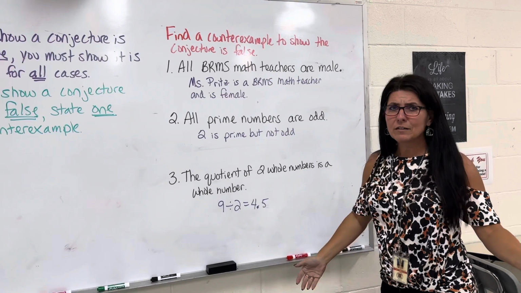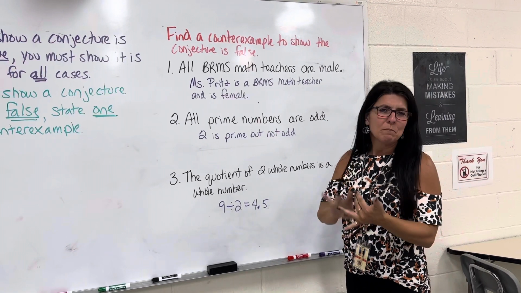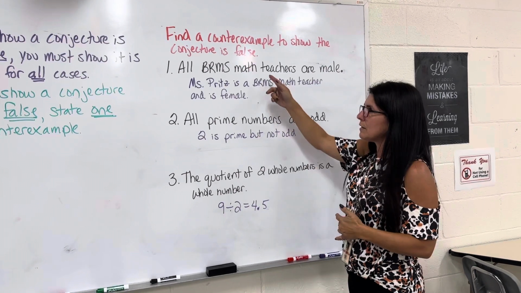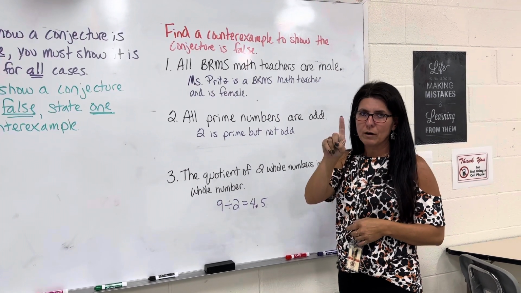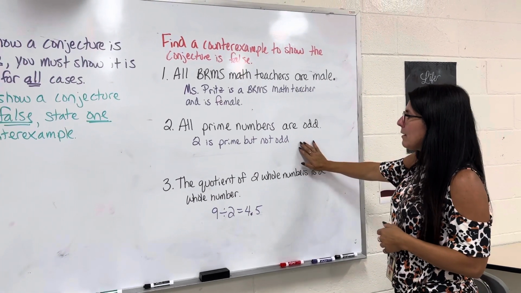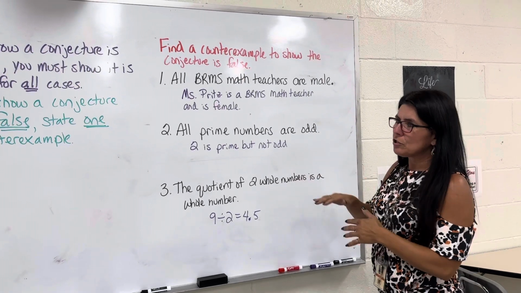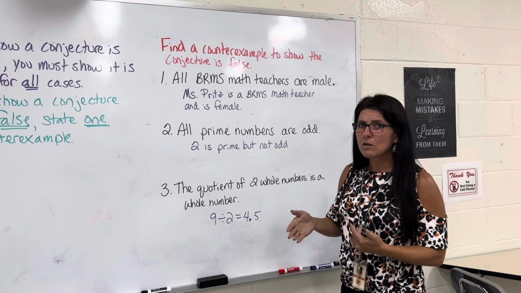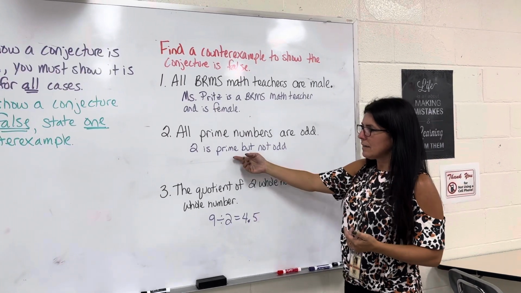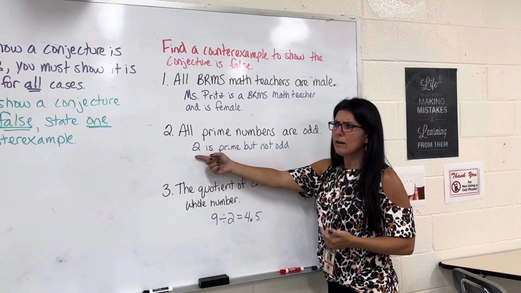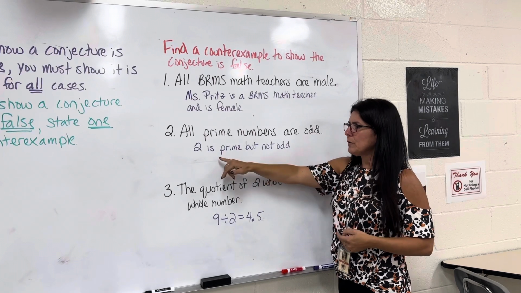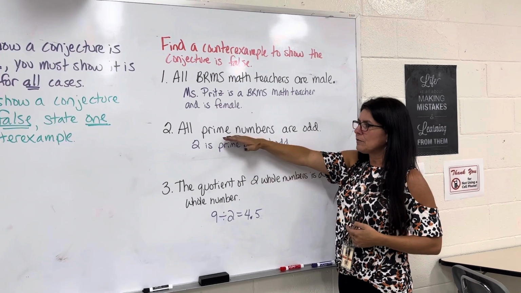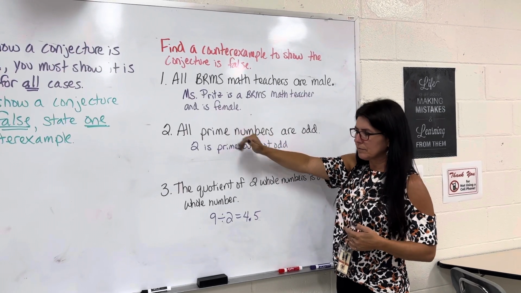You could use a lot of different examples, Miss Nicholson, Mrs. Klimek, and any other female math teachers in the building to prove that that statement is false. You only need one. The next one, all prime numbers are odd. So in order to show that this is false, we need to find a prime number that is not odd. If you look at my example, this is our counterexample in purple. 2 is prime, but it's not odd. This counterexample proves that this statement is false.